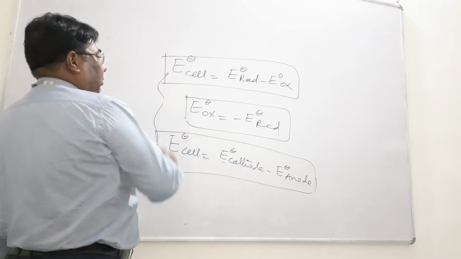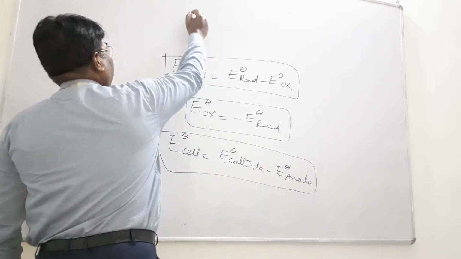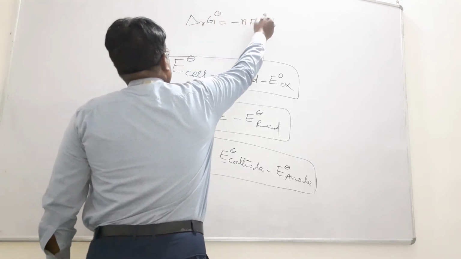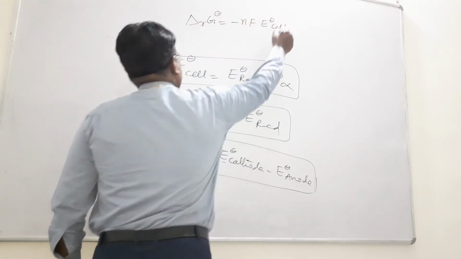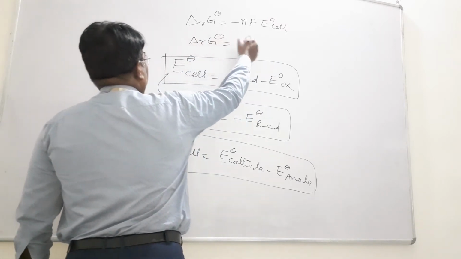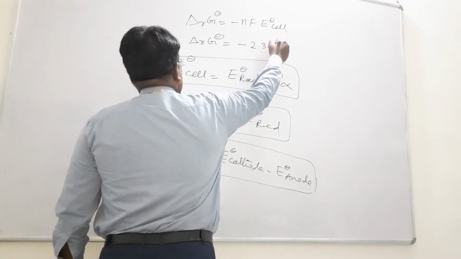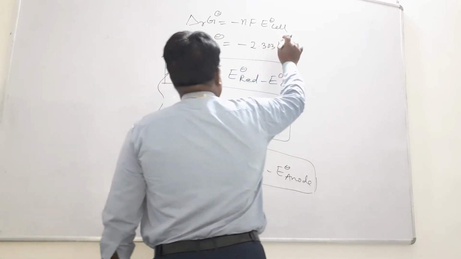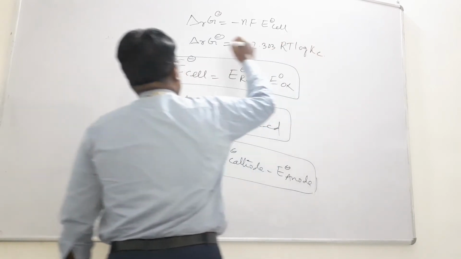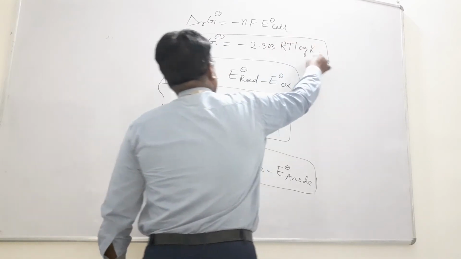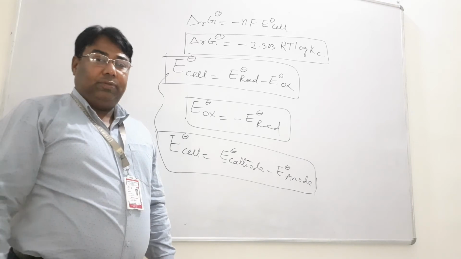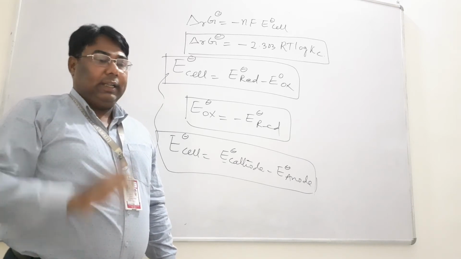And also there are some useful relationships. For example, standard Gibbs free energy is equal to minus nF E naught cell, already discussed in the previous lecture. Similarly, standard Gibbs free energy is equal to minus 2.303 RT log Kc. This is the relationship between Gibbs free energy and the equilibrium constant. These are the useful relationships. All of you please remember and recall them all the time.